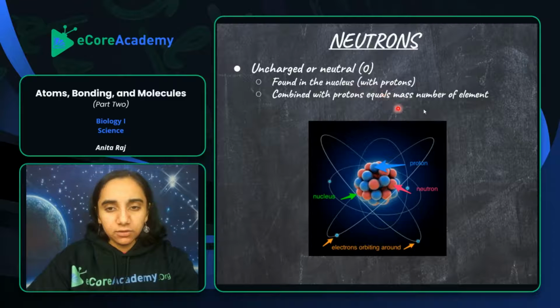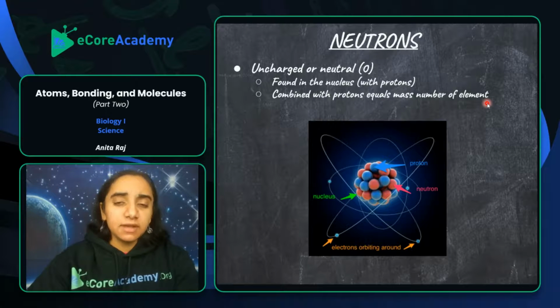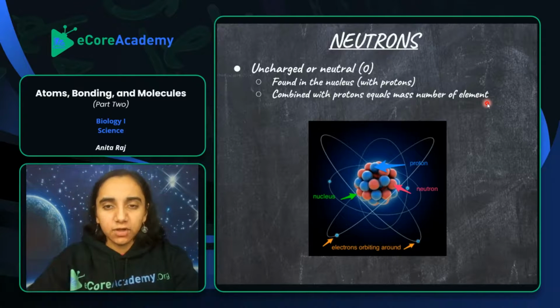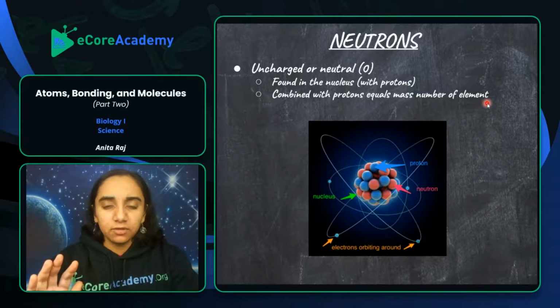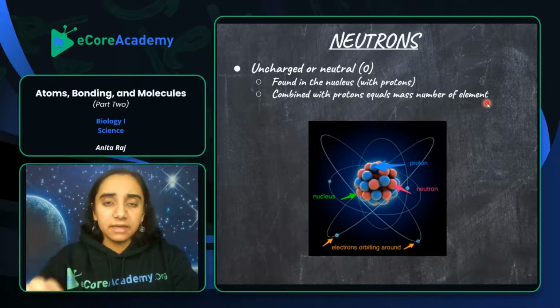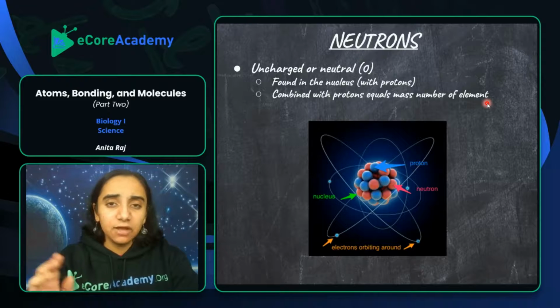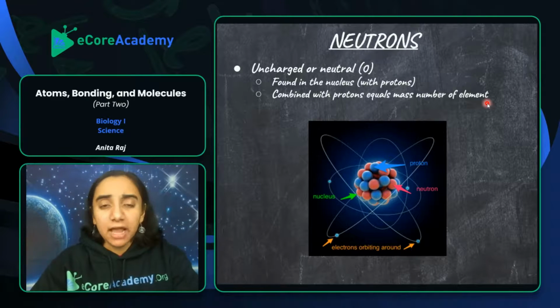So it's found in the nucleus along with the protons. Like we said, it's part of that positive dense core, and combined with protons, it equals the mass number of the element. So the mass number we'll talk about also in the next video. The mass number is equal to the amount of protons plus the amount of neutrons in an atom. It just talks about the amount of mass, the amount of matter that is in that atom. Obviously, atoms with larger mass numbers are going to be larger atoms.